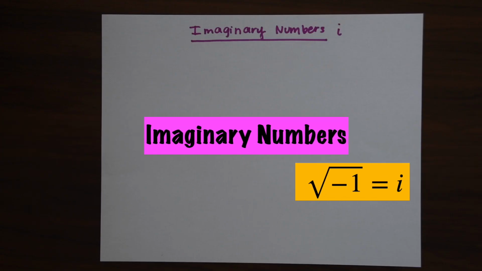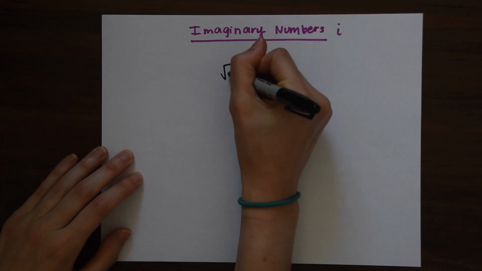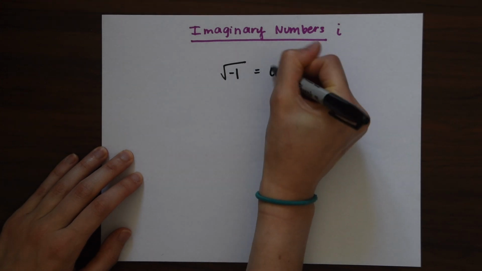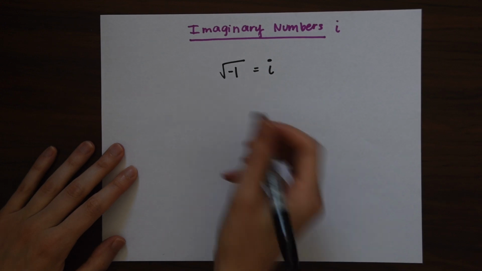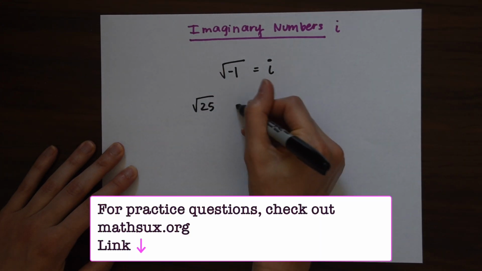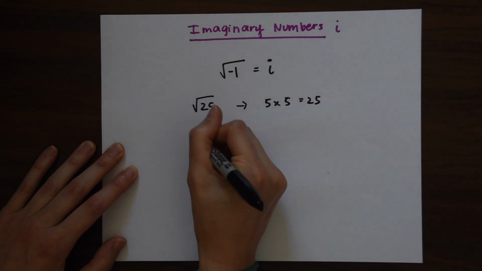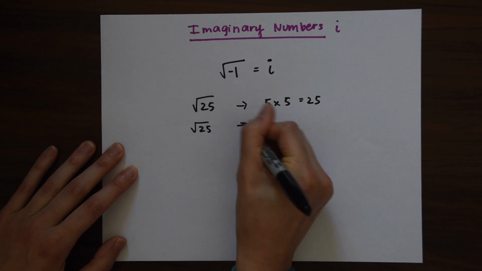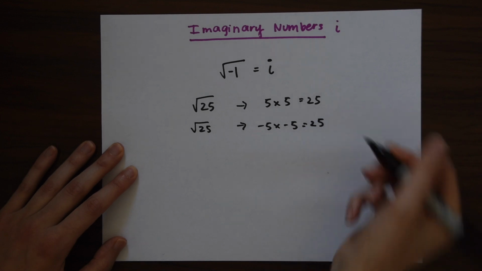Imaginary numbers happen when there's a negative under a radical and look something like this. So if we had radical -1, this would really be equal to i. The reason we can't have negatives under a radical is because square roots always represent a number times itself. So for example, if we had radical 25, the 25 would be equal to 5 times 5 equals 25. Or radical 25 can also equal -5 times -5, because it also gives us a positive 25.